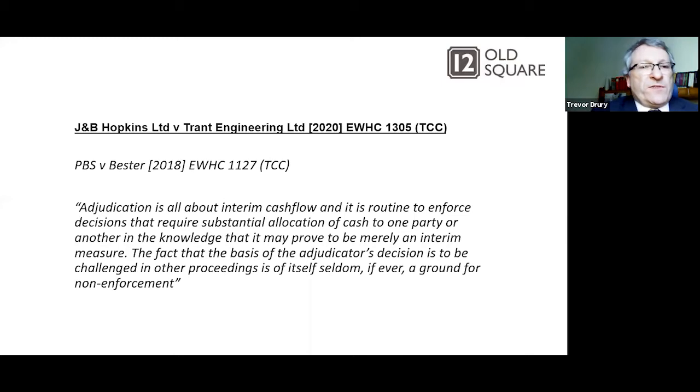The case also referred to PBS Investor in 2018, and another quote from the judge in that case: adjudication is all about interim cash flow, and it is routine to enforce decisions that require substantial allocation of cash to one party or another in the knowledge that it may prove to be merely an interim measure. The fact that the basis of the adjudicator's decision is to be challenged in other proceedings is of itself seldom, if ever, a ground for non-enforcement. So you can see the theme here coming across, can't you?